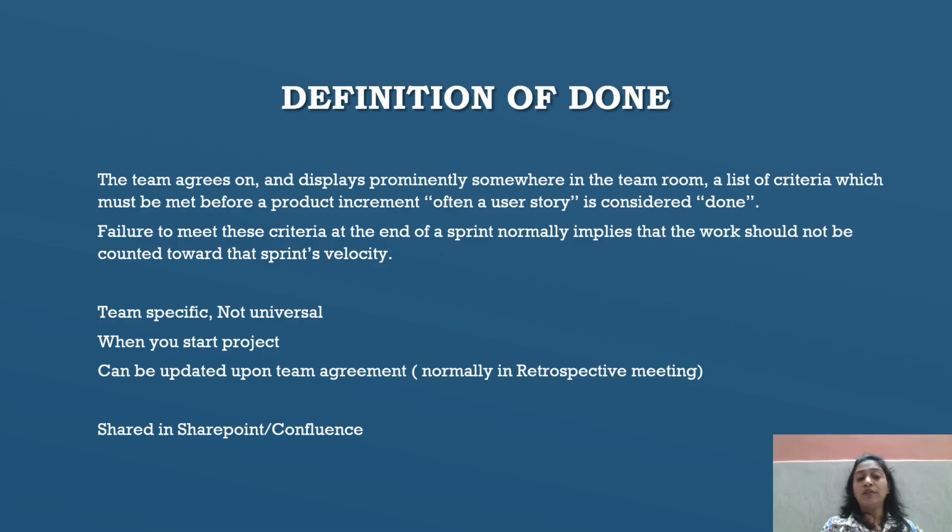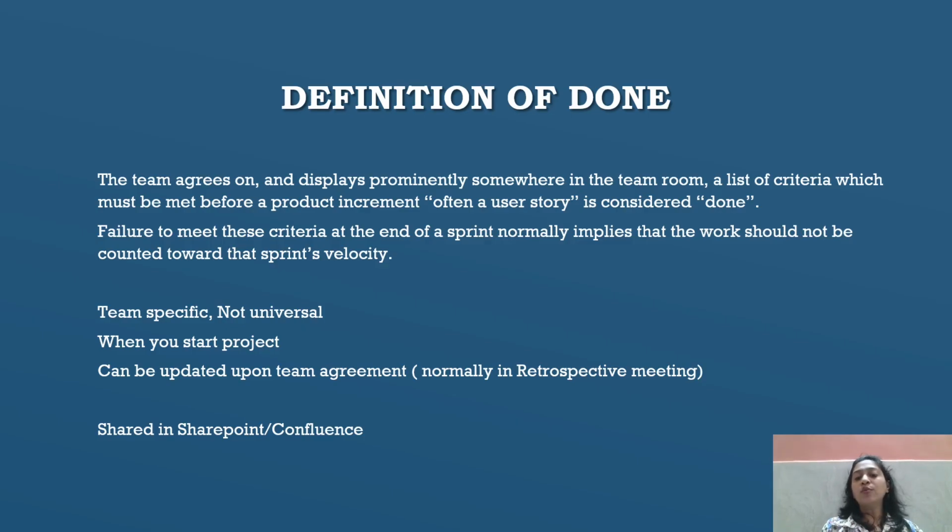Failure to meet these criteria at the end of the sprint and sprint increment will happen in every sprint execution, that is a 2 week sprint or something. Okay, the definition of done is applicable to every user story as well, where the acceptance criteria should be met.